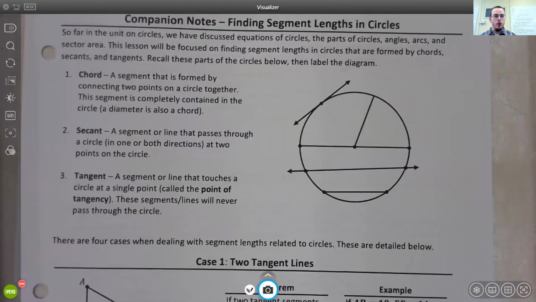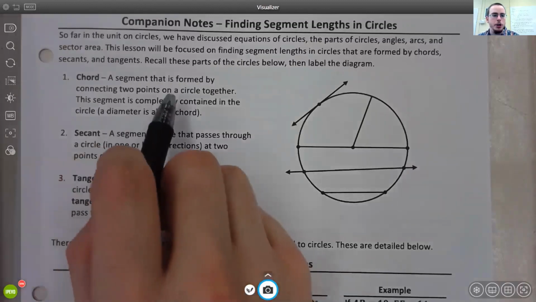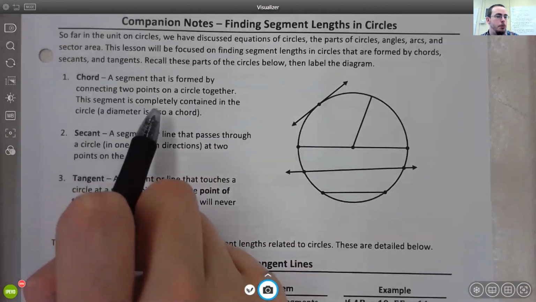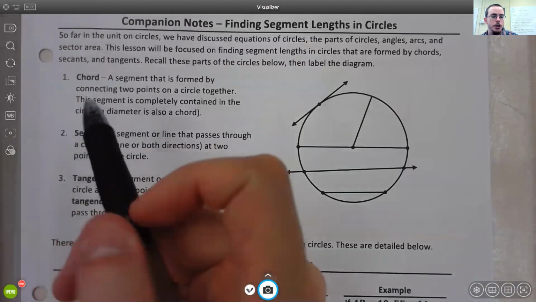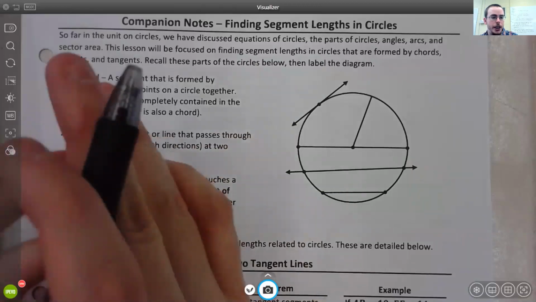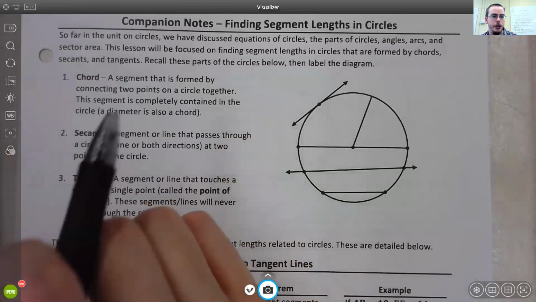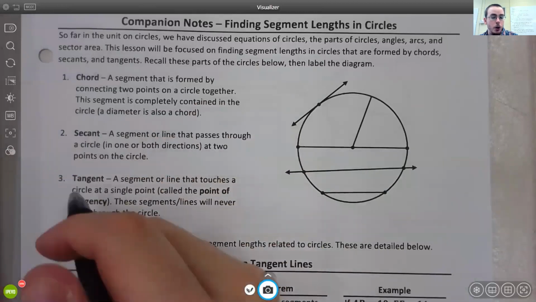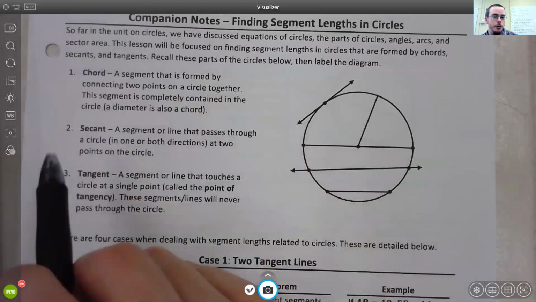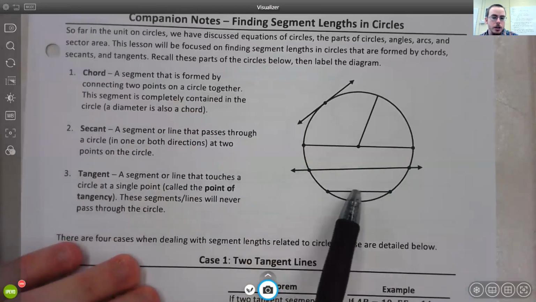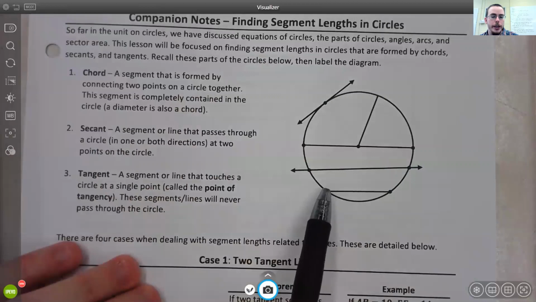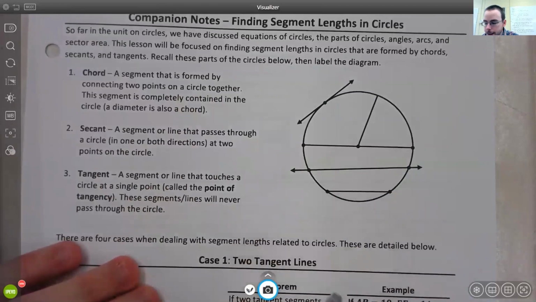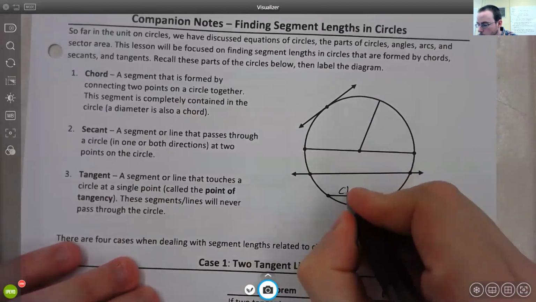The first is a chord, and a chord is a segment that is formed by connecting 2 points on a circle together. This segment is completely contained in the circle. So it doesn't go outside of it, it just stays inside of it. It goes from one end of the circle to the other. That also means that a diameter is a chord, but we typically refer to something like this here at the bottom, where it's from one point on the circle to the other, and it stays completely inside. So this would be a chord.